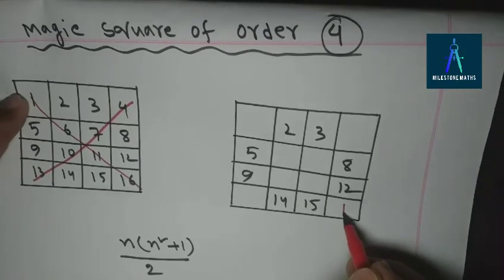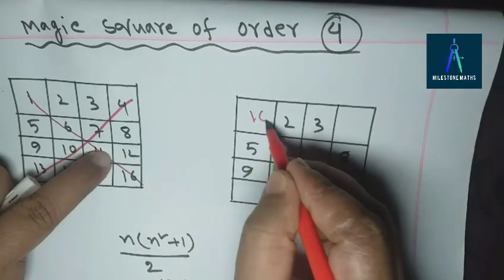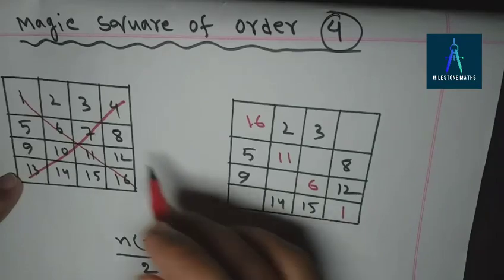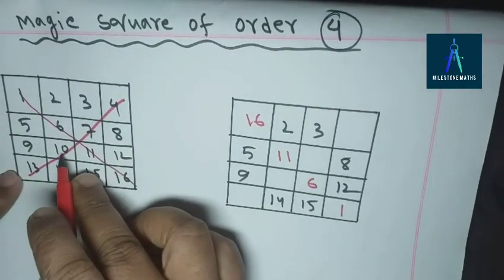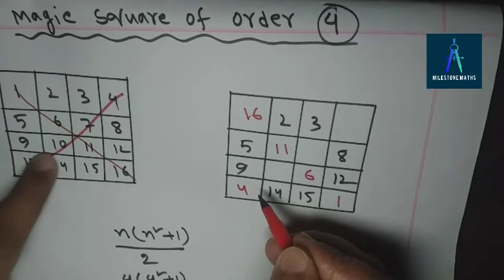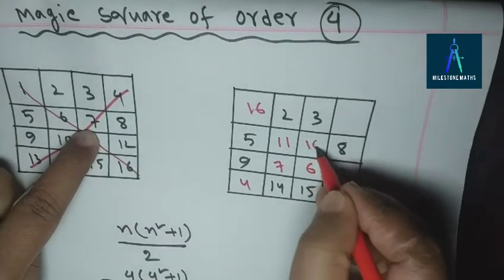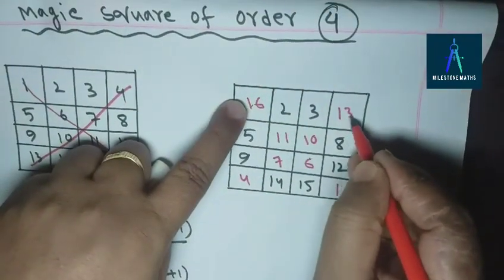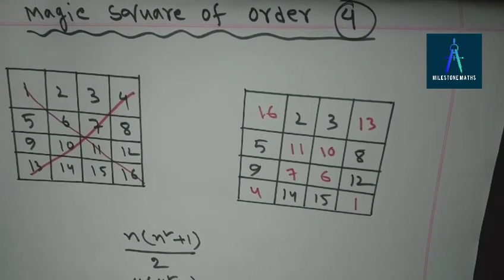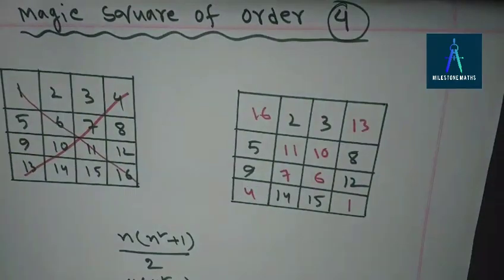So I will write here 1, then 6, then 11, then 16, and again if we consider this diagonal, so here is first 4, then 7, then 10, then 13. So I will write here 4, then 7, then 10, then 13. Then if I add these numbers diagonally, lengthwise, breadthwise, I will want to check it.